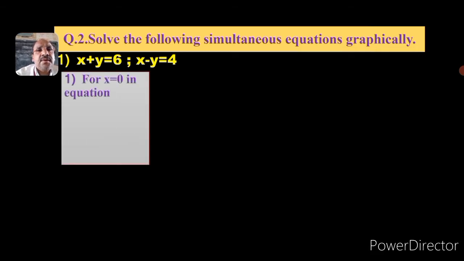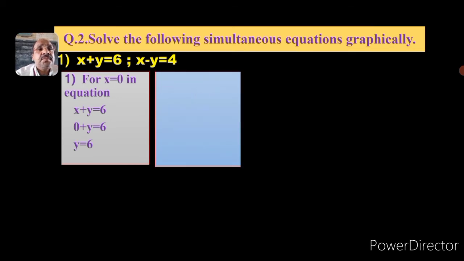First ordered pair, for x is equal to 0 in the equation x plus y is equal to 6. When we put the value of x, then the equation becomes 0 plus y is equal to 6, that is y is equal to 6. Next, for x is equal to 2 in the equation x plus y is equal to 6. When we put the value, the equation becomes 2 plus y is equal to 6.